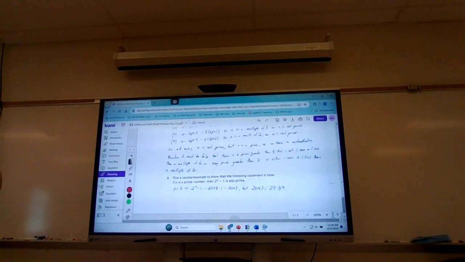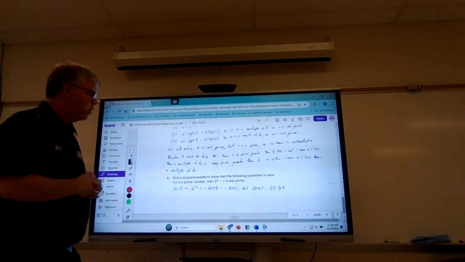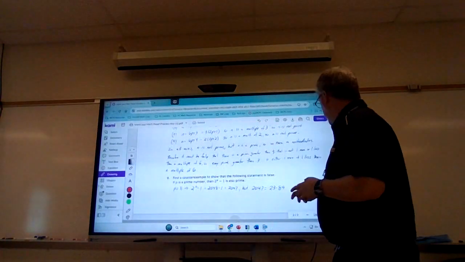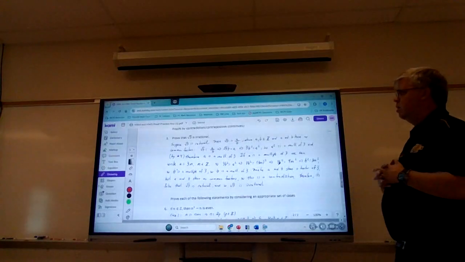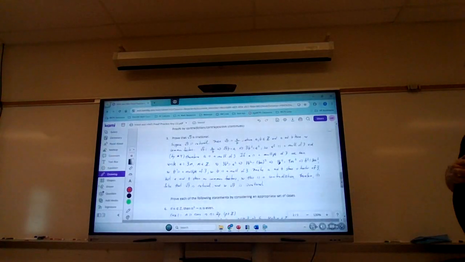Anything else from this packet? Leah? This is more of a specific question for number 5. So after I, and then I got 1 over root 3b equals p. And so that would mean that p is not an integer, so would that be valid to say?